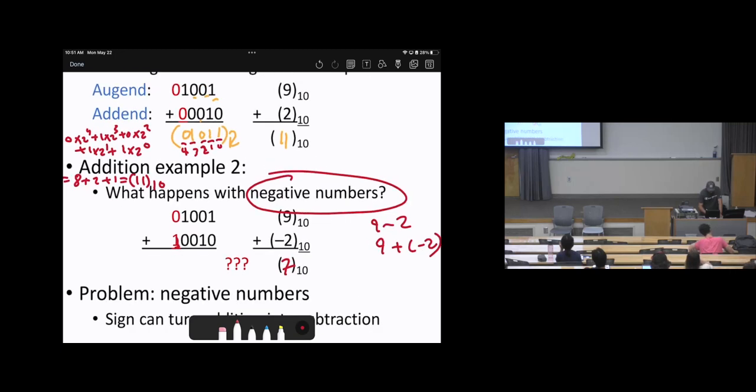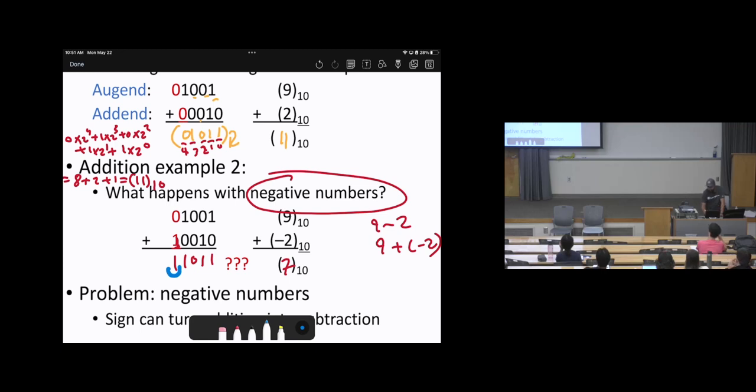So by doing the addition, 1 plus 0, 1. 0 plus 1, 1. 0 plus 0, 0. 1 plus 0, 1. 0 plus 1, 1. Okay. Let's look at this number. This number says that the first digit says it's negative. Is this true?